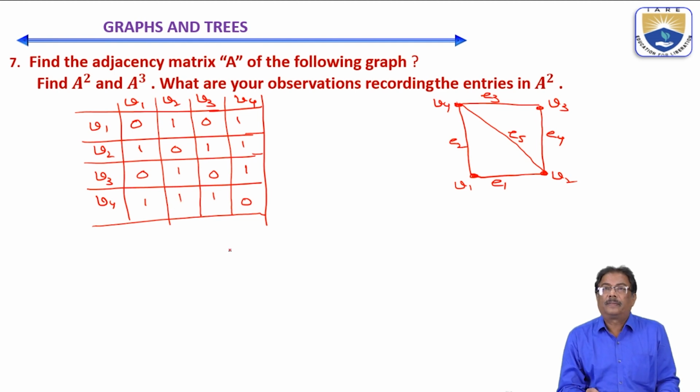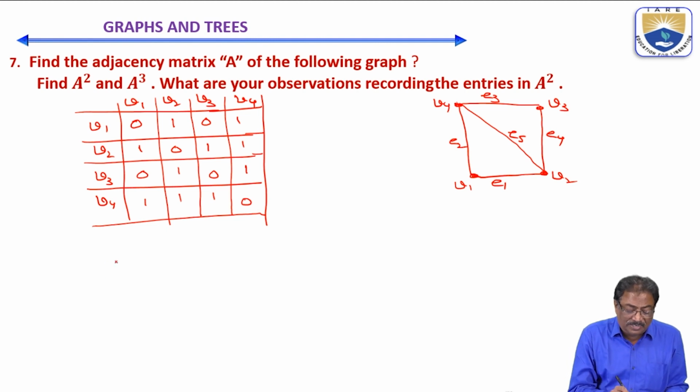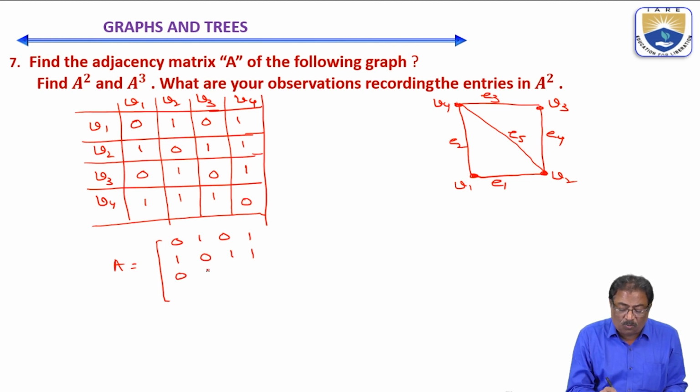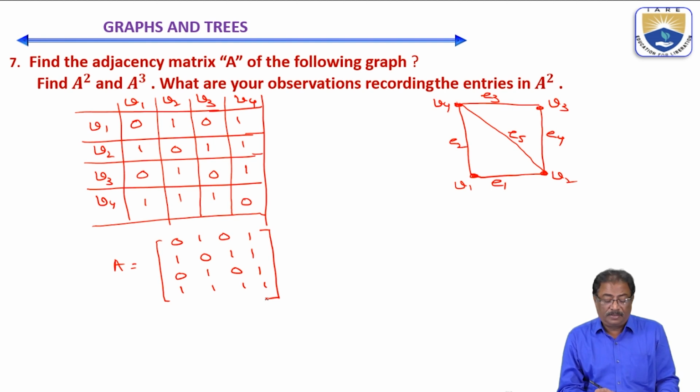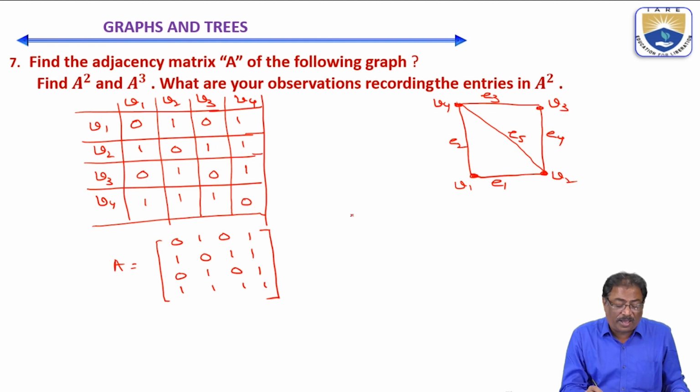So now the adjacency matrix A is 0, 1, 0, 1, then 1, 0, 1, 1, next 0, 1, 0, 1, then 1, 1, 1, 1. This is the adjacency matrix. Now, if you are going to find A square and A cube, A square is nothing but A into A, of path length 2.